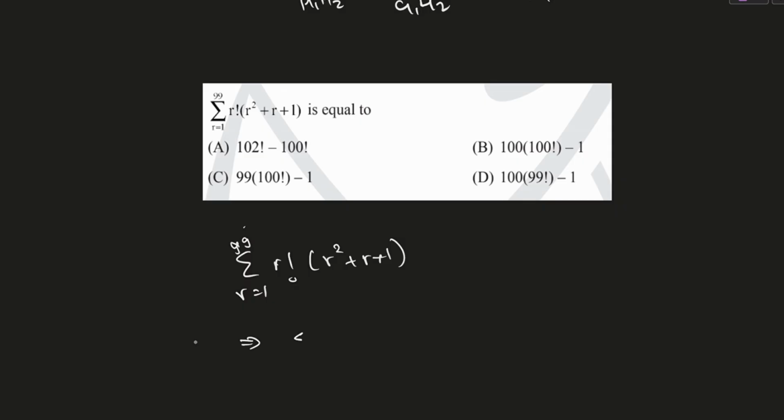I'll be having something like summation r is equal to 1 to 99. I'll be adding and subtracting r in this expression. So from here, by adding and subtracting r in this expression, I get something like r plus 1 whole square minus r, right? So let us open the bracket and separate the terms. We'll be having something like r plus 1 into r plus 1 factorial minus r into r factorial. Okay.